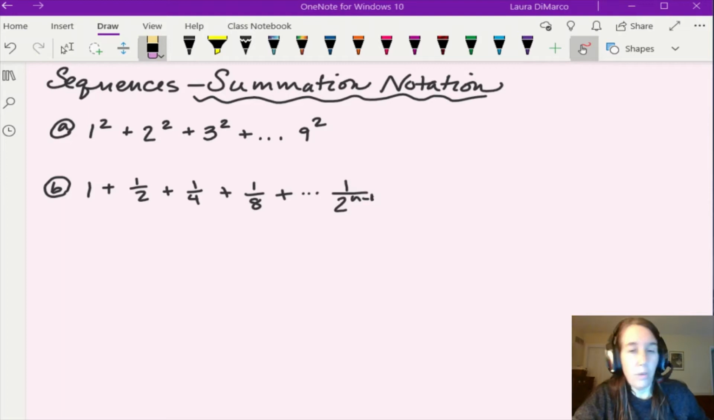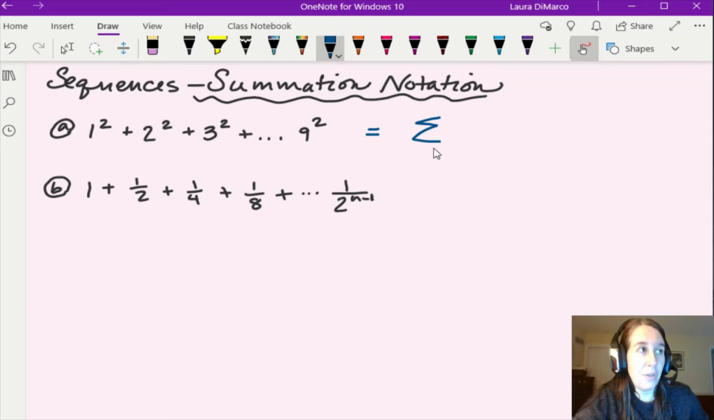And so, for example, we have this first sequence. 1 squared, 2 squared, 3 squared, all the way up to 9 squared, and notice that it's plus. We're adding the numbers together, okay? So that does create a sum, and the symbol for the sum is a big E, but it's really a sigma. It's the Greek letter sigma, and that's the Greek letter for S, which stands for sum. So that's how you can remember that it's going to be a sum of numbers.